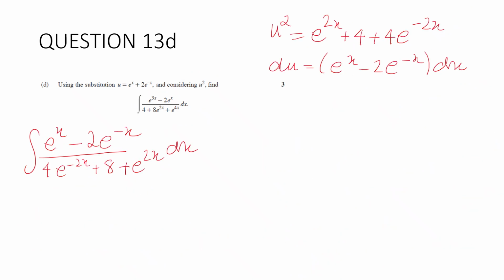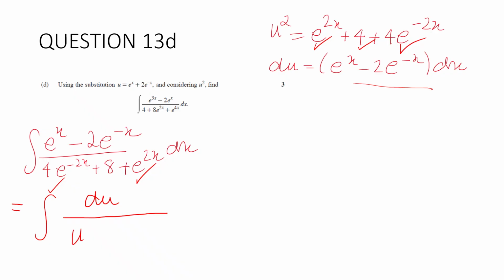Okay, I think we're just about ready to substitute in here. So the numerator is that, so that's going to be du, all over. I've got the e^(2x). I've got the 4e^(-2x), but I'm wanting 4, not 8. So would you agree that this is going to be equal to u^2 + 4?